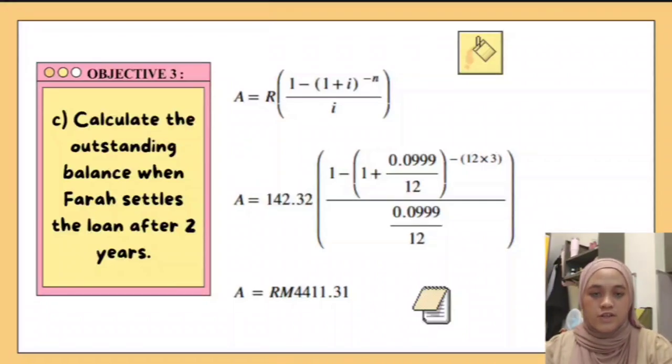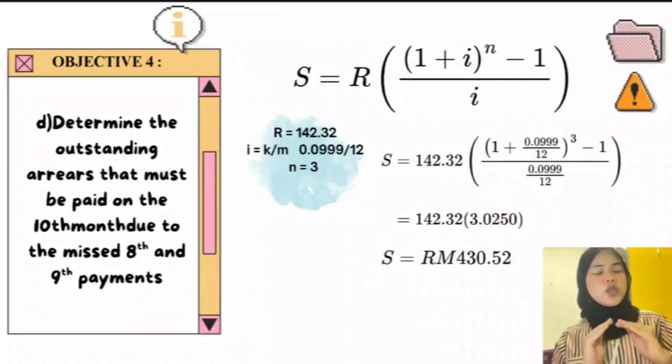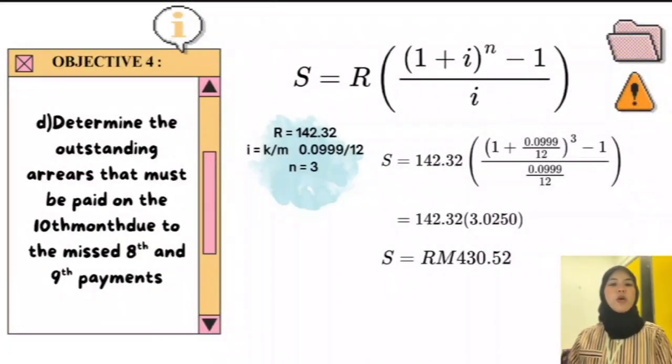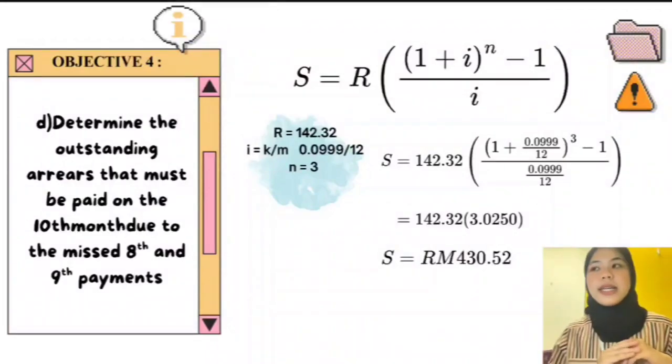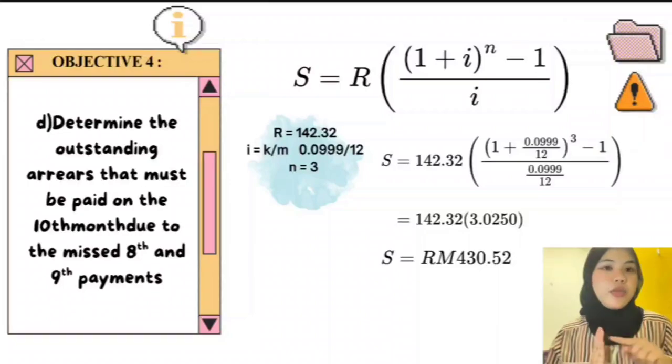Then we get A equals Rm4,411.31. At objective 4, we use the formula S equals R open bracket (1 plus I) power N minus 1 divided by I, close the bracket. R is 142.32. I is K divided by M, where K is the interest rate 0.0999 divided by 12, and 12 is the frequency in the question.